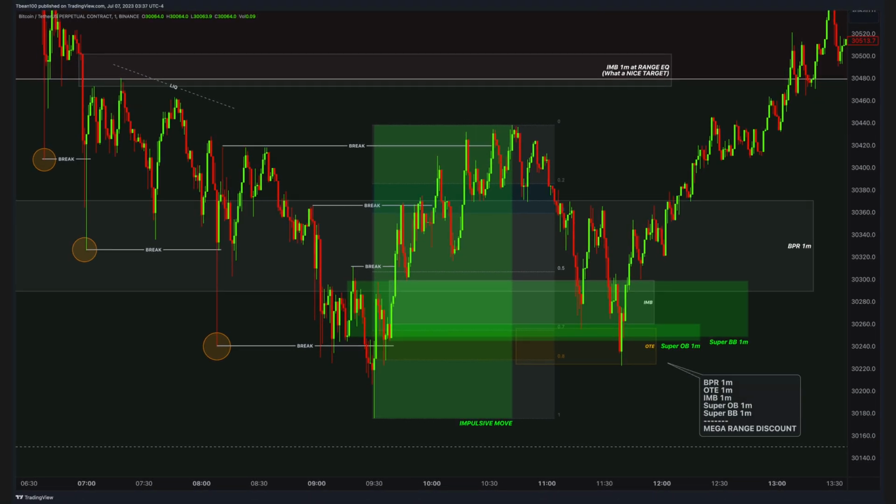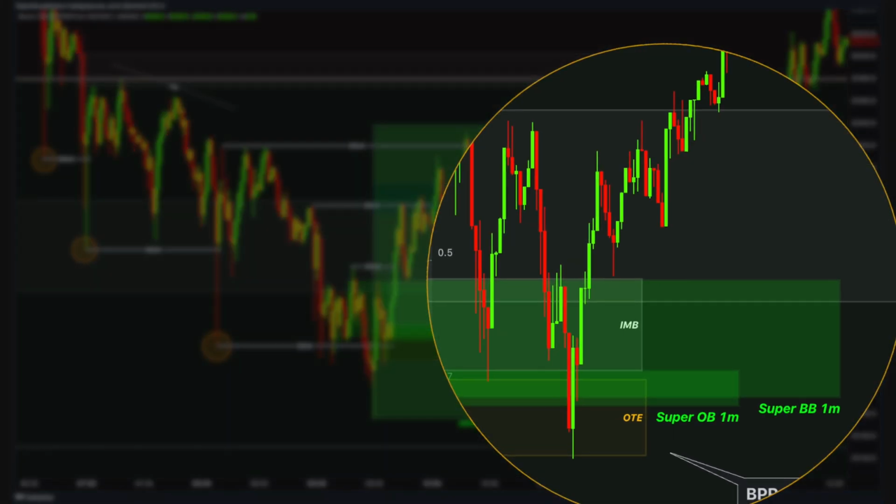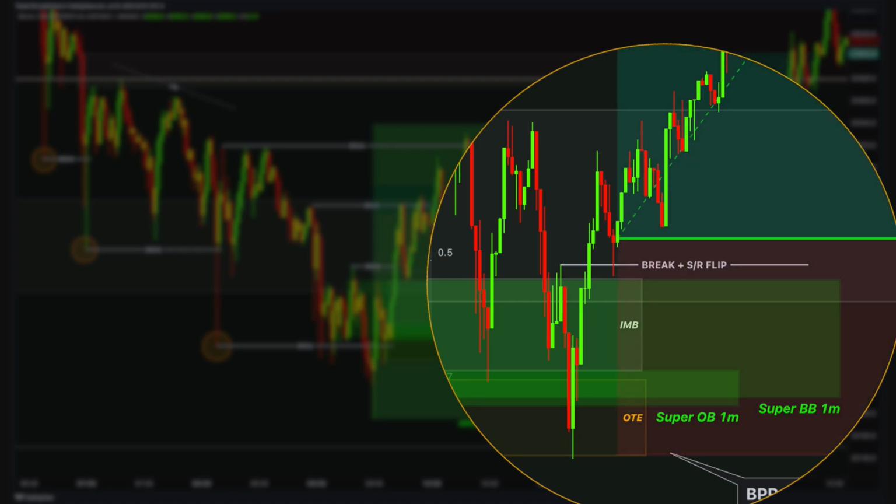So what do we have right here? Balanced price range, OTE, mega imbalance, super OB and super BB. And all these happen at the mega range discount zone. And notice this tiny internal break and flip here.